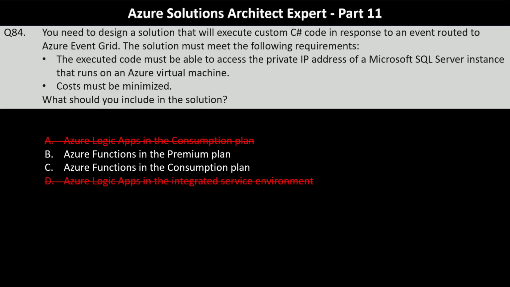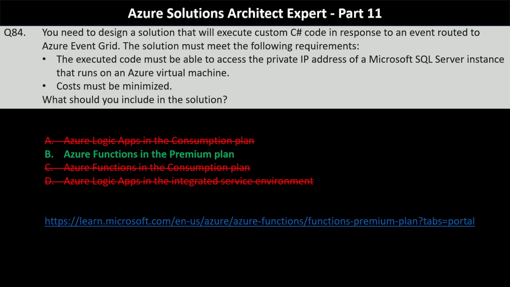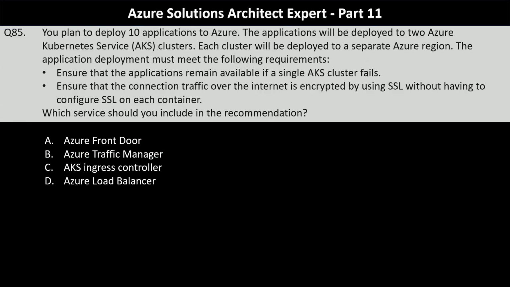Now, folks, the first requirement is to access the private IP address of the SQL Server instance that runs on the Azure virtual machine, which means they are referring to utilizing the virtual network integration feature, which is not available in the consumption plan. This leaves us with option B, which is Azure Functions in the premium plan, as the right answer. As always, folks, there is a link on your screen for you to review more details about the Azure Functions premium plan.